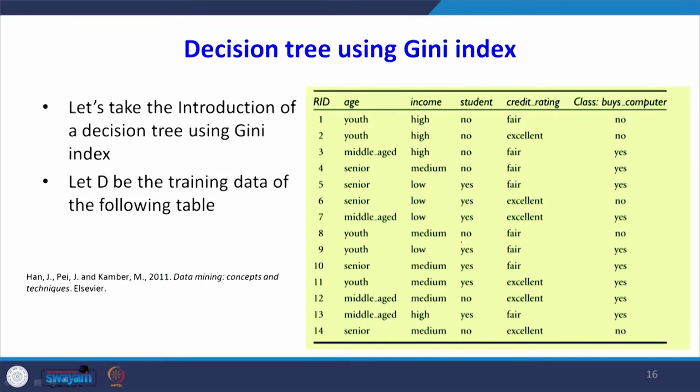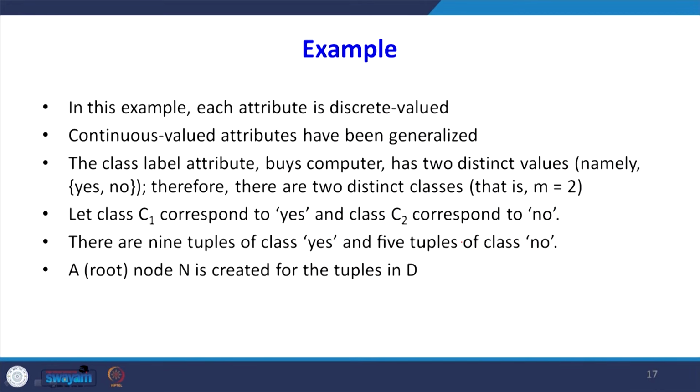Let us take the induction of decision tree using Gini index. Let D be the training data of the following table. This example is also taken from the book Data Mining Concepts and Techniques, the source is given here. Now, we are going to see how to find out the Gini index. In this example, each attribute is discrete valued. Continuous valued attributes have been generalized. We did not take continuous values.